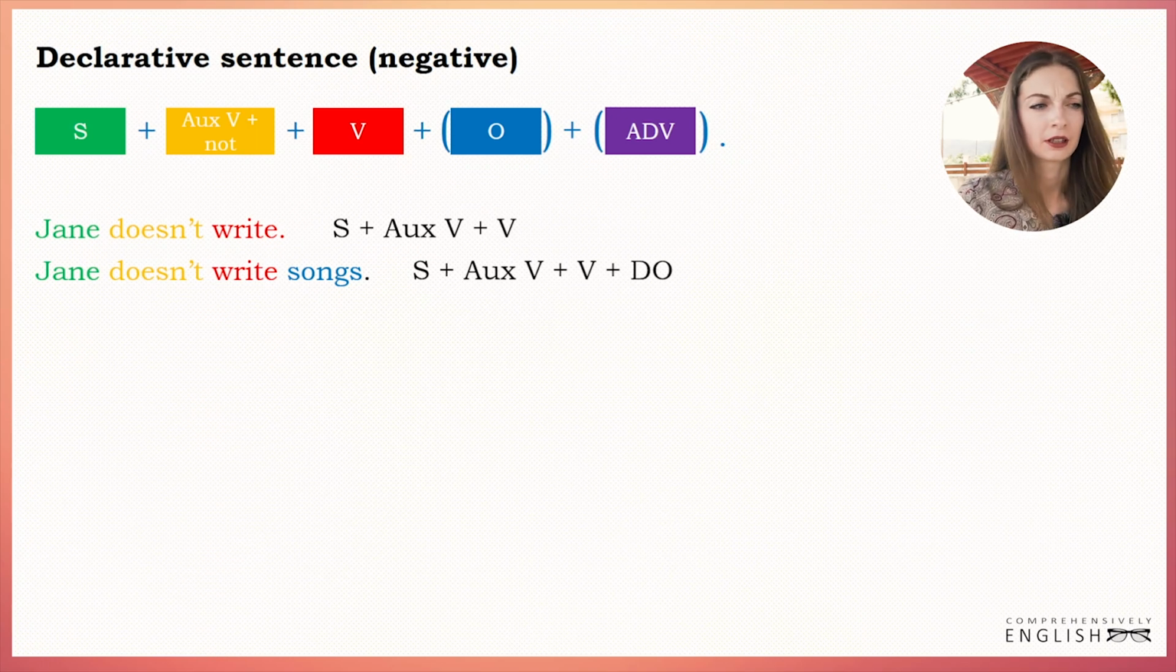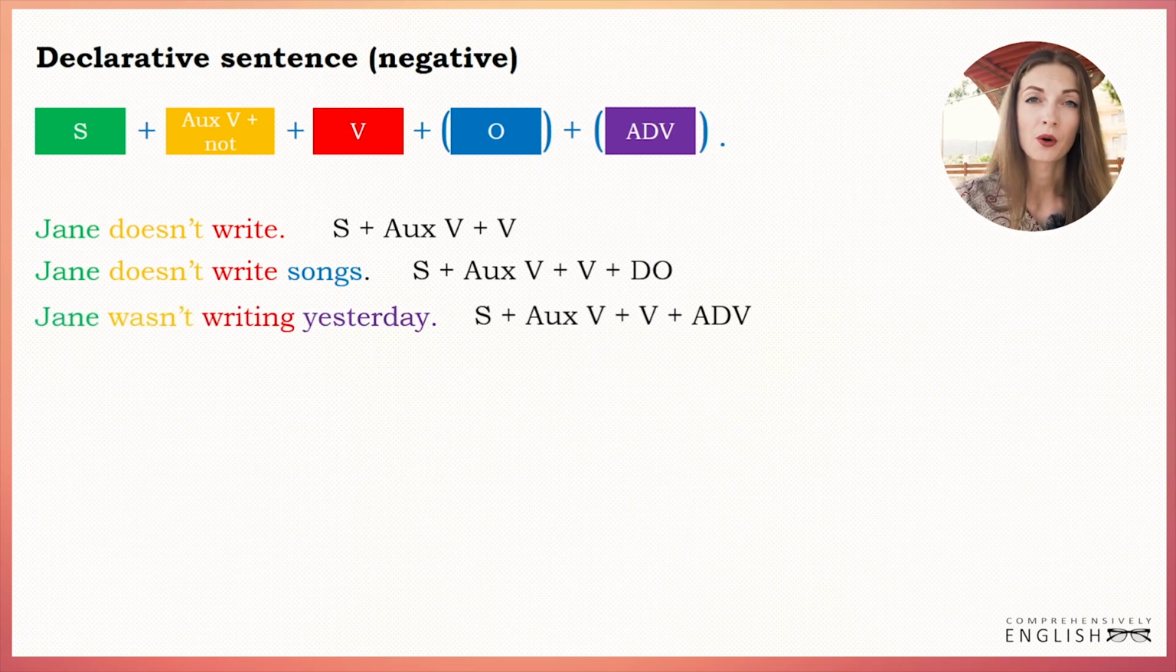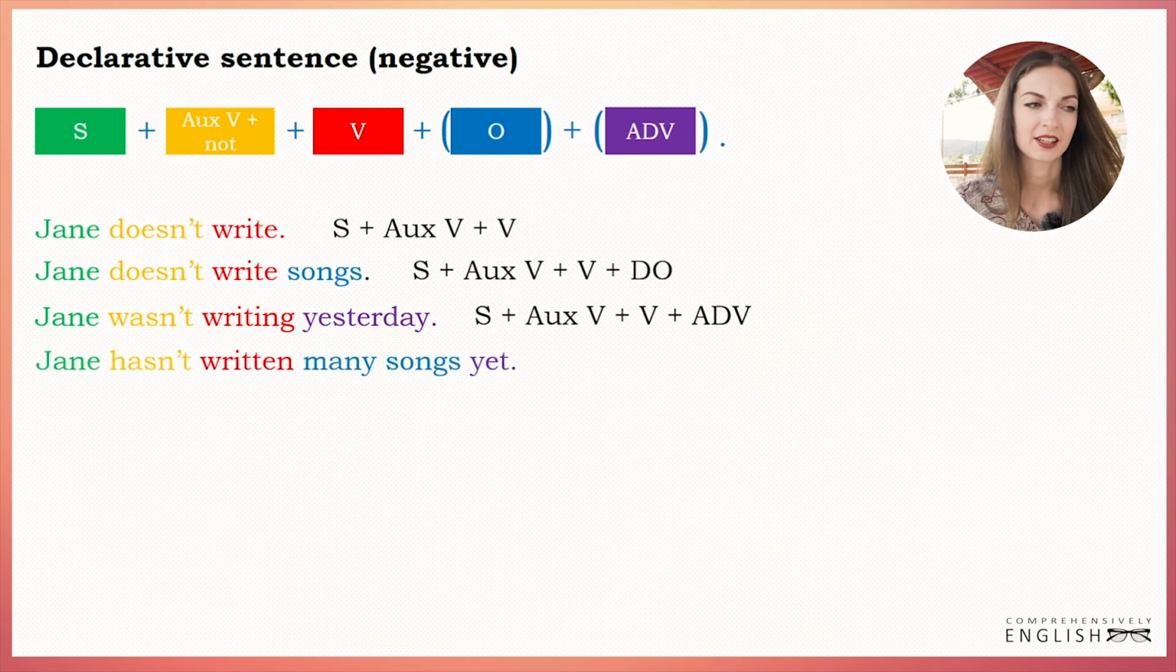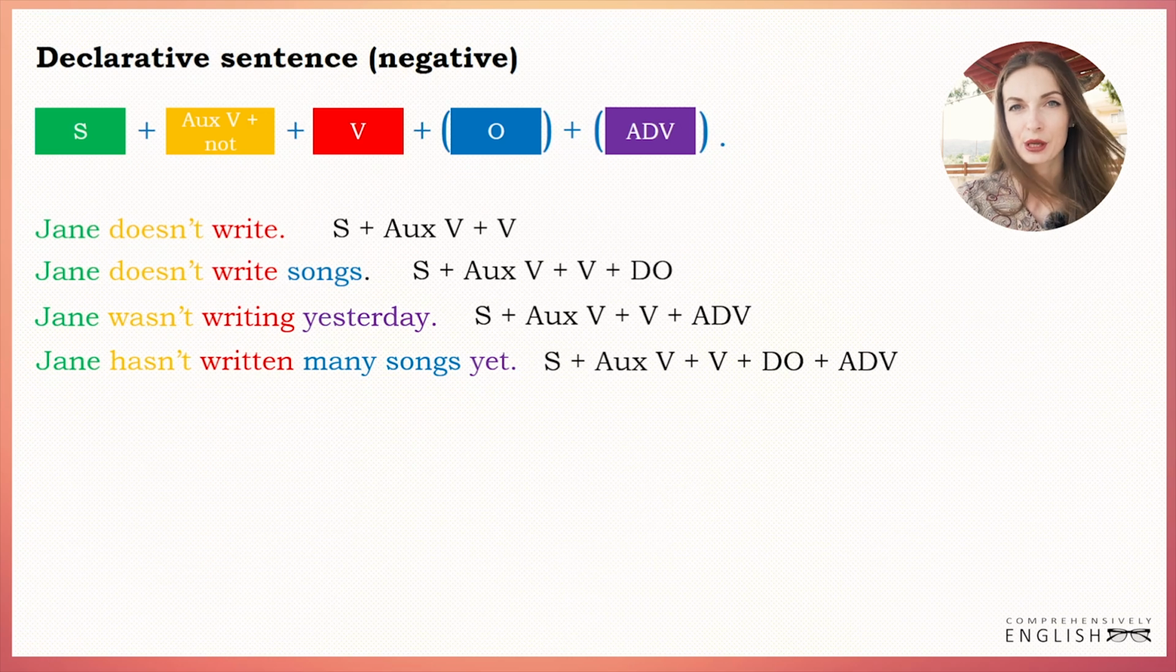Jane doesn't write songs. Here we have the subject, Jane, the auxiliary verb doesn't, the main verb write, and a direct object, songs. Now, Jane wasn't writing yesterday. It's the past progressive tense, so our auxiliary verb is was. It shows us that it's a past tense and that the doer of the action is third person singular. Jane hasn't written many songs yet. The present perfect tense. Has is the auxiliary verb that shows us that it's the present perfect tense, and the doer of the action is third person singular.